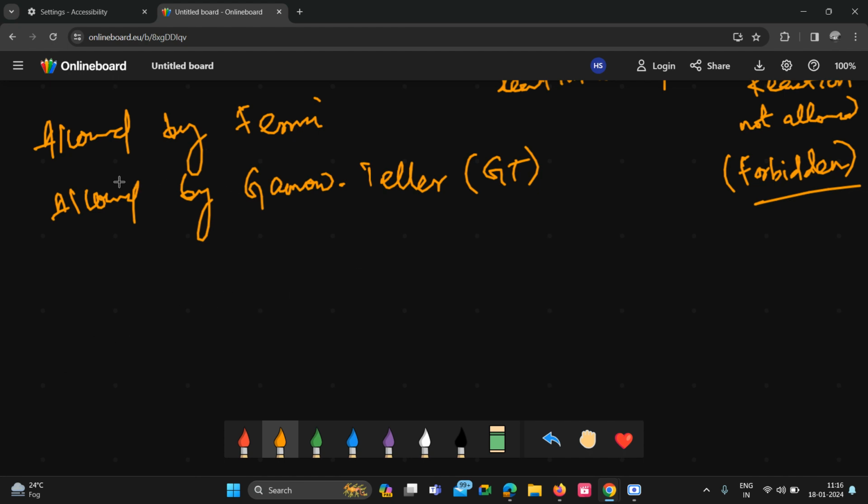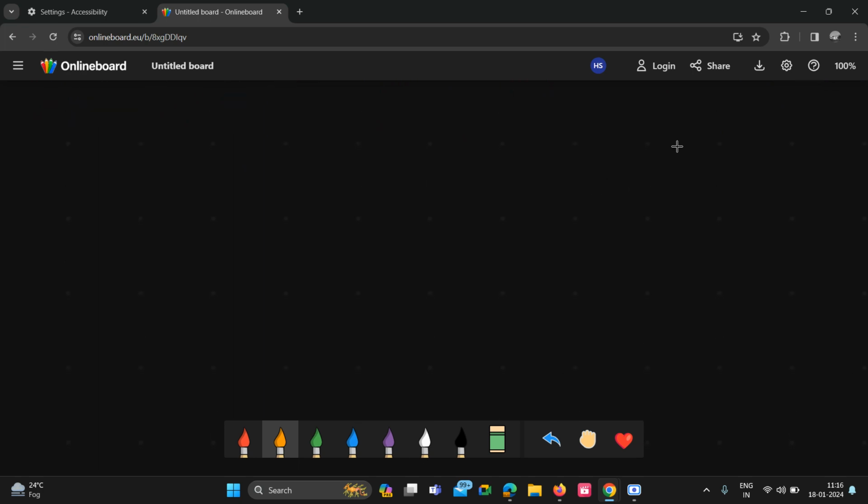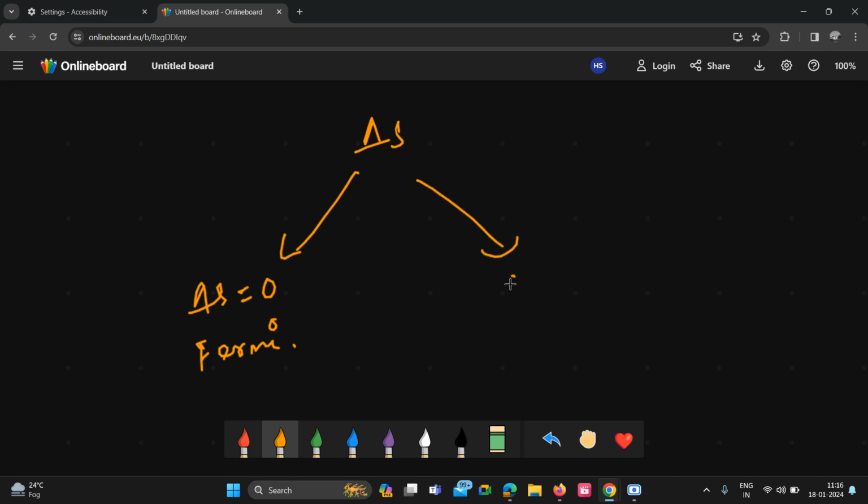How do we distinguish which is allowed by Fermi and which is allowed by Gamow-Teller? That will be decided by the del S value. If del S is equal to 0, that is allowed by Fermi. If del S is equal to 1, that is allowed by GT, or Gamow-Teller.